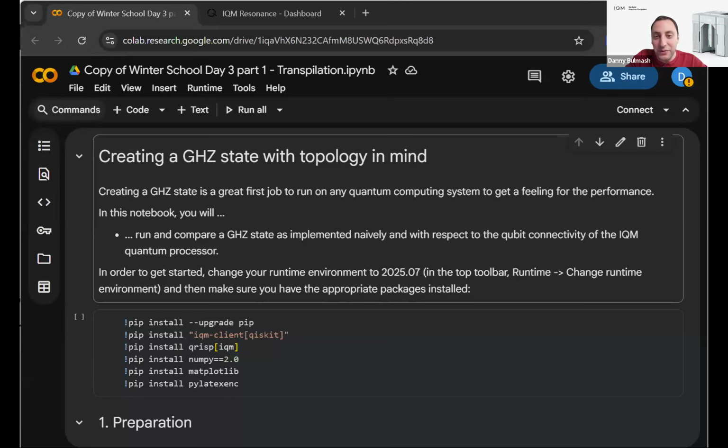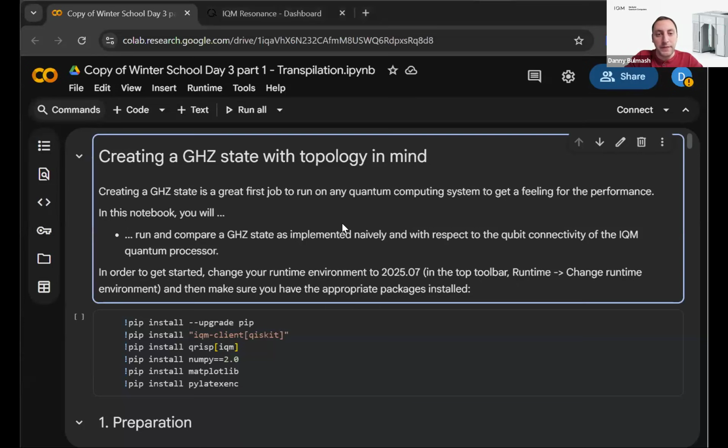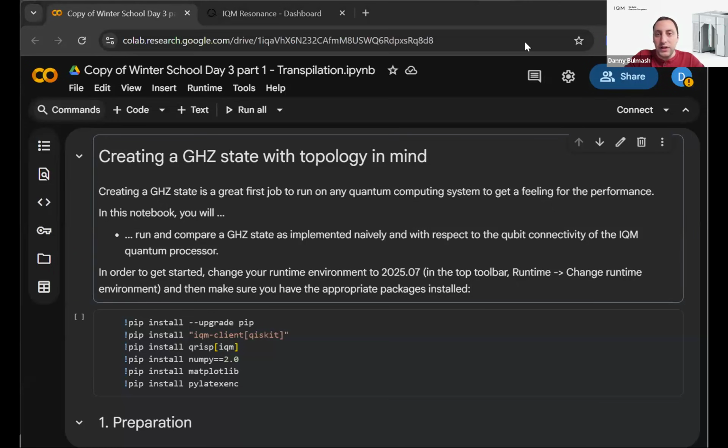Yeah, the original link I had, or the one that I had opened up, was to the solutions. Okay, so hopefully everyone should see a notebook that says Winter School Day 3, Part 1 Transpilation. Yeah, right now I think people are saying in the chat that it works now. Okay, good. All right, so now everyone should be able to see this.